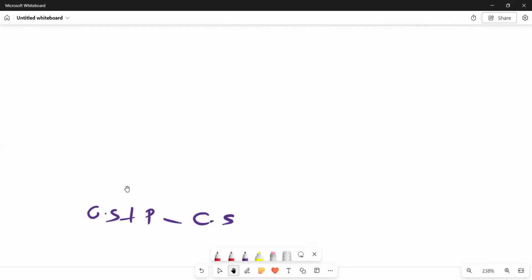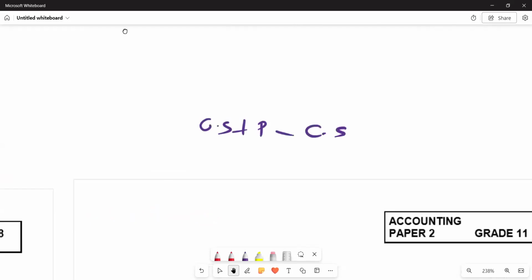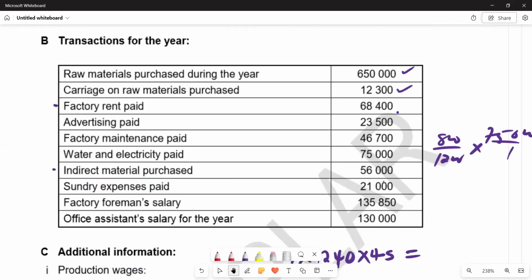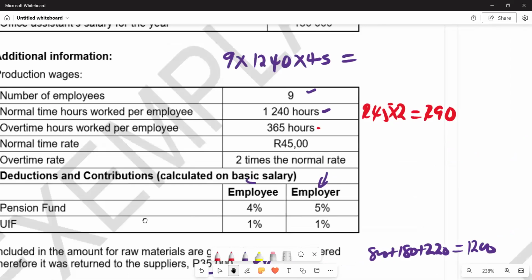4/7 times the figure for certain expenses, which is 21,000. 4/7 times 21,000. So this is how we can calculate that one.